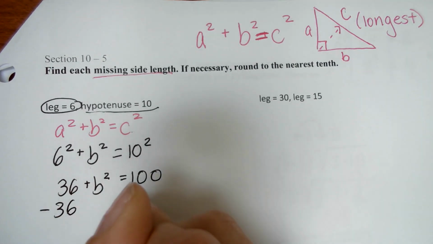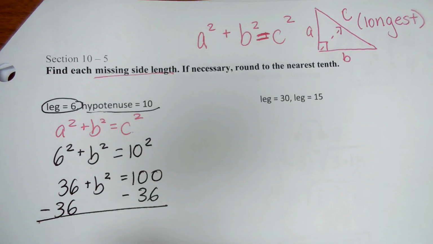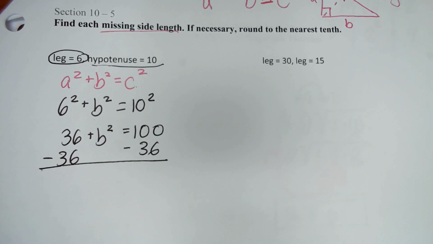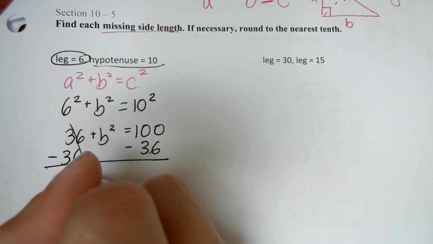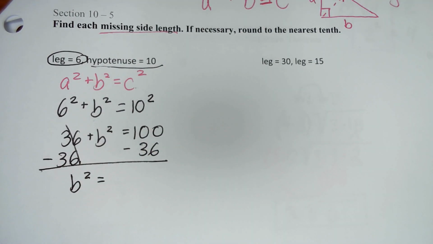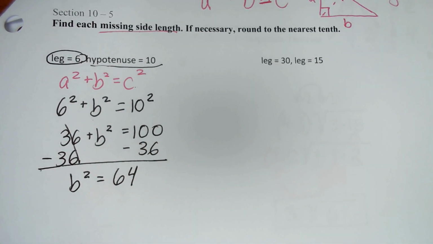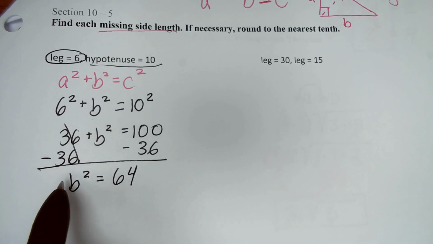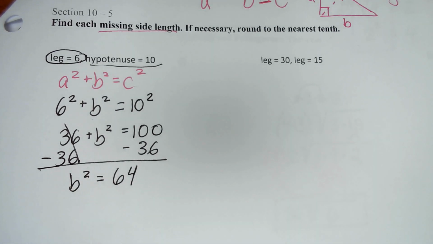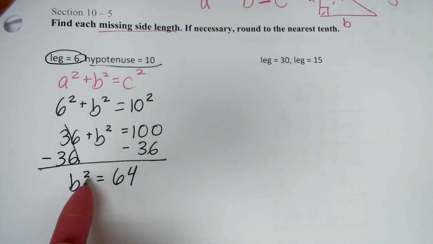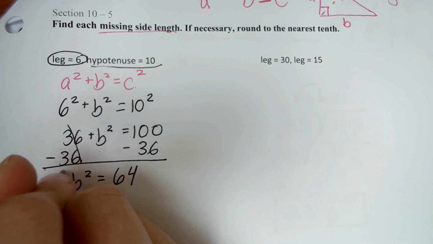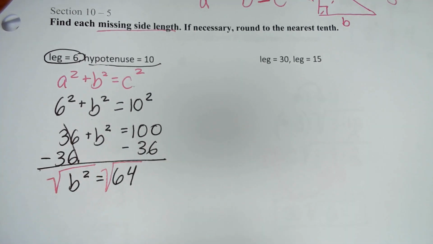Then we're going to subtract 36 so that we can find what b is, the missing side length. So b squared equals 100 minus 36, which is 64. And at this point, I might be thinking I'm done, but b is not alone. Even though there's no number in front of it, there is still an exponent. So just like before when we were saying we would square something to get rid of the radical, if we have an exponent, we're going to use a radical to get rid of that perfect square.